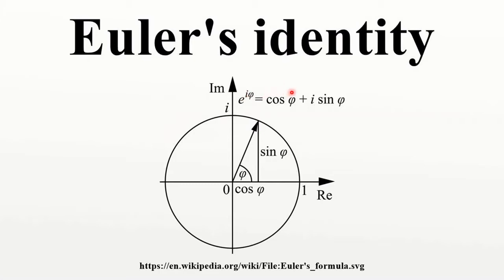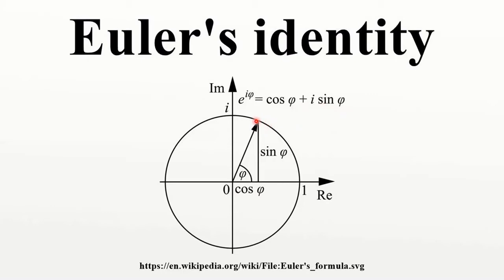Whoa. So this is a real quantity. Cosine of some real number is a real number. And then the sine of some real number is a real number. Well, I times a real number is an imaginary number. So what we have here is a complex number. Cosine phi, that's how far you go along the real axis. Sine of phi, that's how far you go along the imaginary axis. So think of this as like the x and y coordinate of a point in the complex plane.